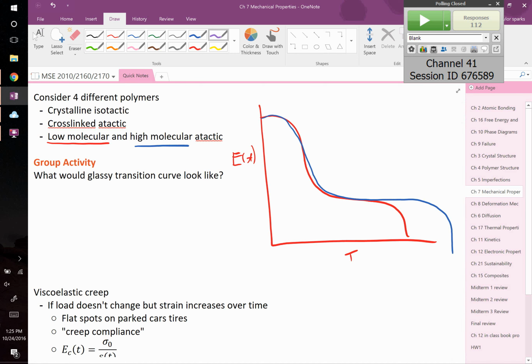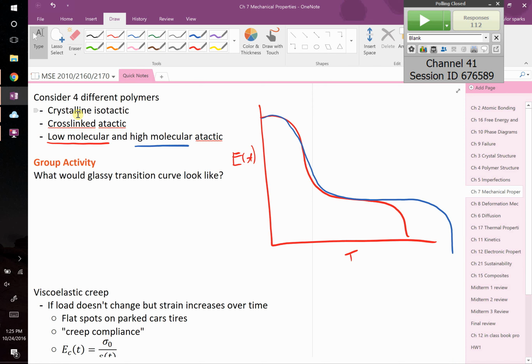How might a crystalline polymer look? I'll have to double check. I didn't bring my notes, actually. I'll bring this next time. I think I know what to do. I don't want to draw it incorrectly, though.